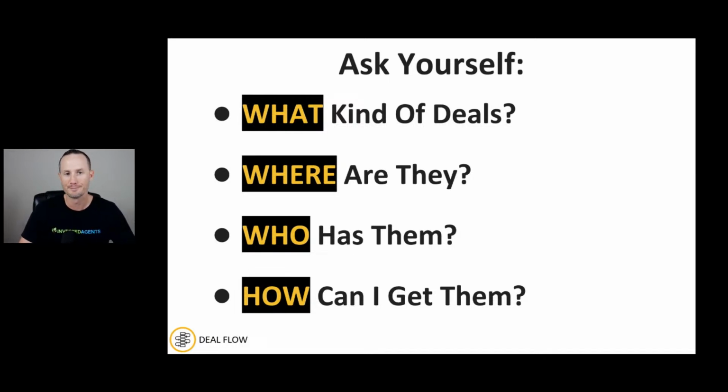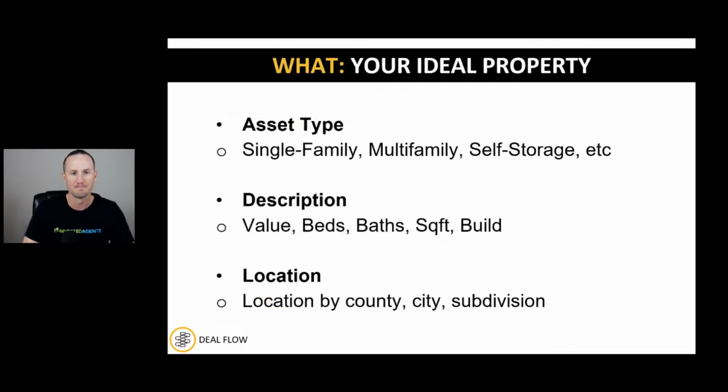What kind of deals do you want? Where are those deals? Who has those deals? How are you going to get those deals? We're going to walk through each one of these questions. First is what? What kind of deal do you want? It really starts off with asset type. Since most of you are interested in single family, that's where I'm going to spend most of this masterclass.